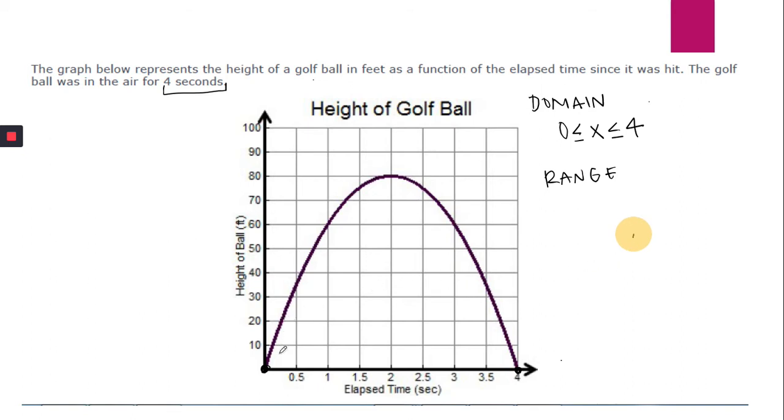The range, the Y value is talking about the height of the ball. So again, would I have negative height? No. So it wouldn't be Y is everything less than or equal to 80, because that means it's everything less than or equal to 80, including negatives. No, we have to have a starting point and an ending point. So my ball starts on the ground at 0, that's the lowest point, and the highest my ball gets is 80 feet. So the range would be 0 is less than or equal to Y is less than or equal to 80.